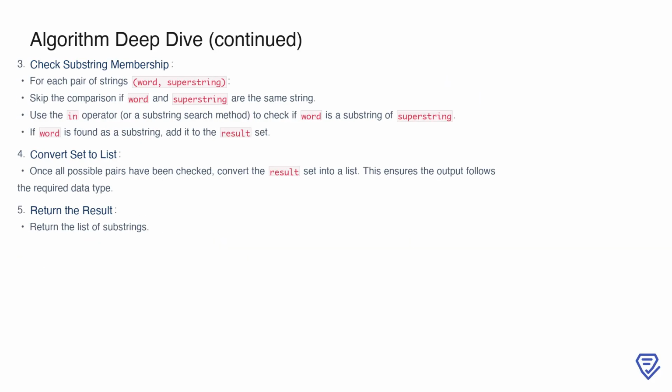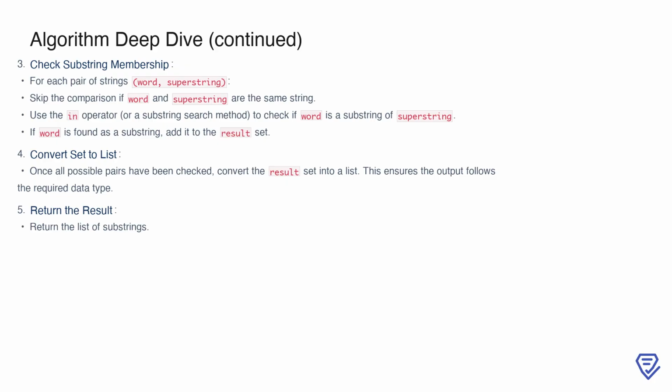Now, for each pair of strings, we proceed to check if the string word is indeed a substring of another string superstring. To avoid unnecessary operations, we ensure that we skip the comparison when word and superstring are the exact same string. Once we've filtered out identical strings, we use the in operator to check if word exists as a substring inside superstring. If the condition is true, we add word to the result set.